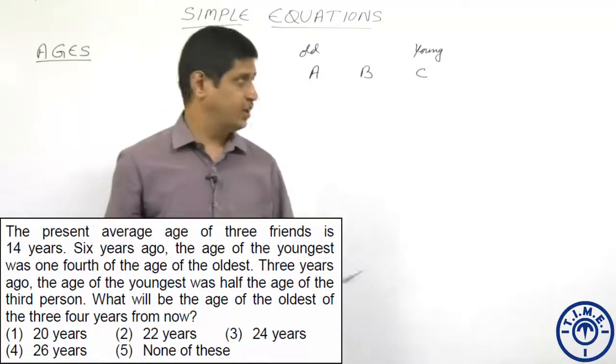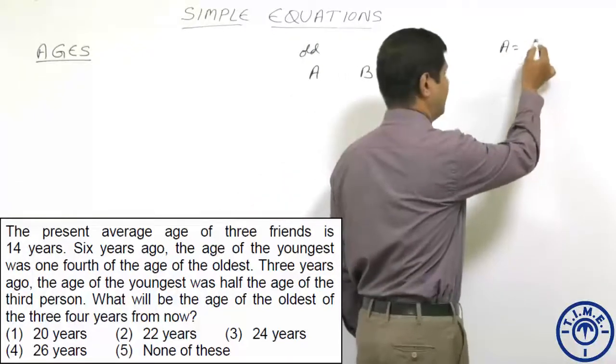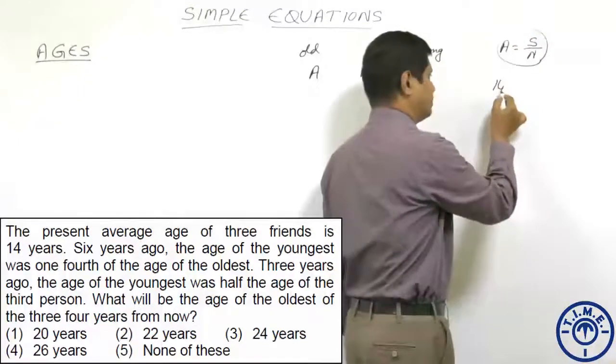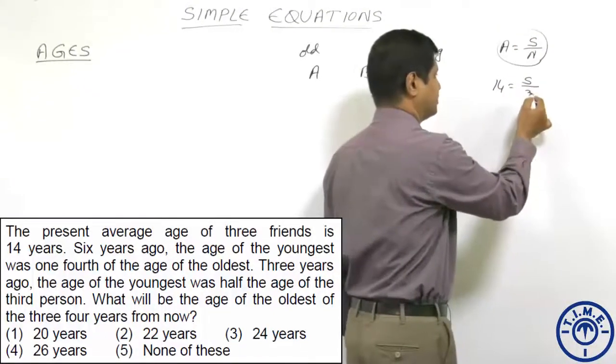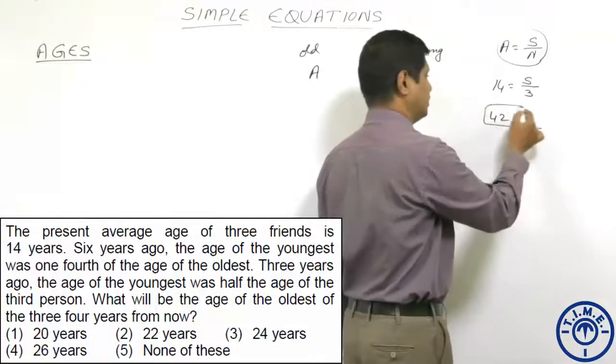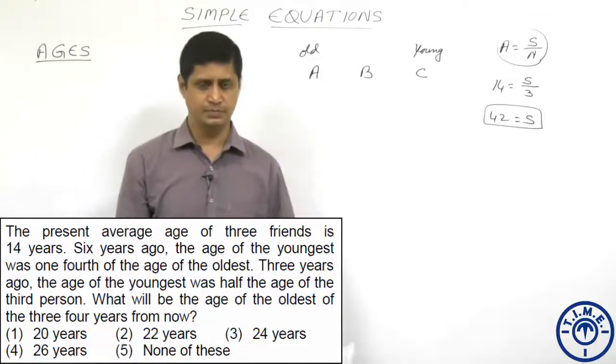Now, what is the average? What do you mean by average? Average means the sum of the observations divided by the number of observations. So, the average is 14 and the number of members is 3. What is the sum? The sum is equal to 42 years. The sum of the ages of all the 3 members is 42.